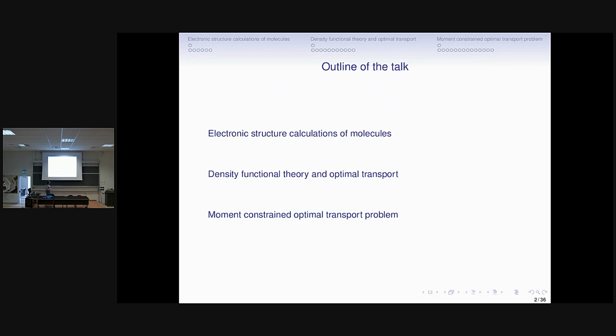So the first part of my talk will be about the motivation of this work, which is mainly about electronic structure calculations for molecules. I'll give you some introduction to the field for those of you who are not familiar with it. Then I'll switch to what's called density functional theory, which is a theoretical framework mainly used in order to do electronic structure calculations, and it's linked with optimal transport. And Giuseppe is one of the leading experts in the field, so I'm very happy to talk about this here. And lastly, I will talk about the sparsity results themselves, which are based on moment-constrained approximation of these quantum and classical optimal transport problems.